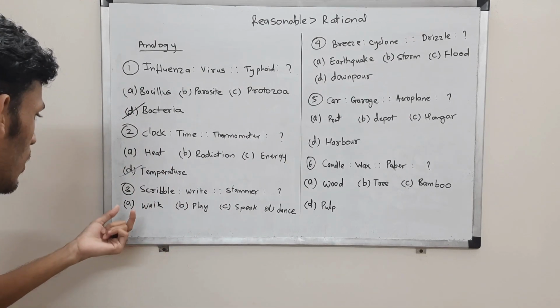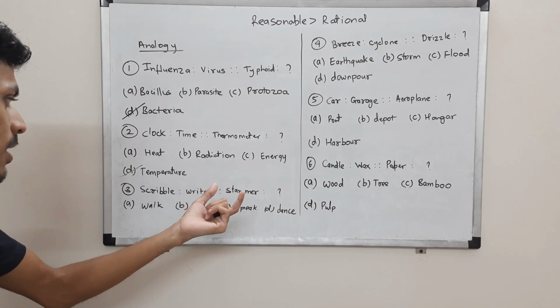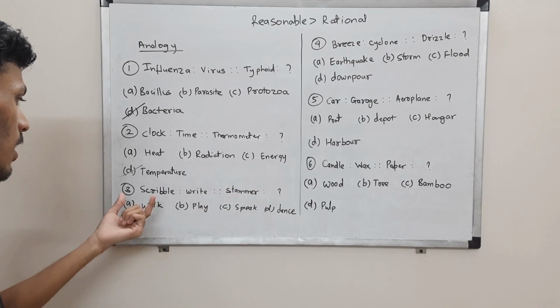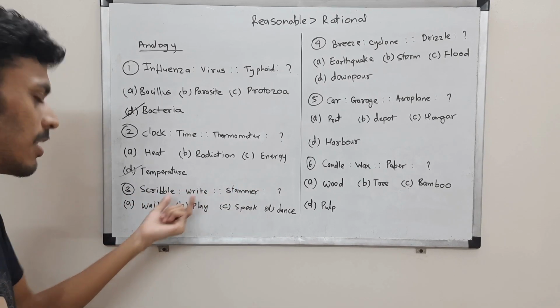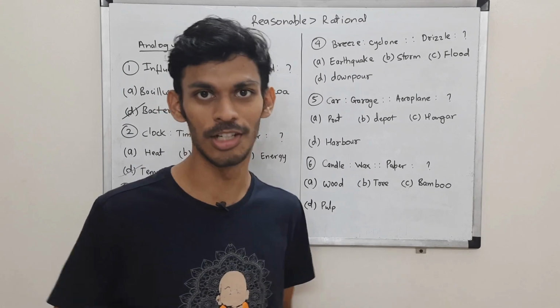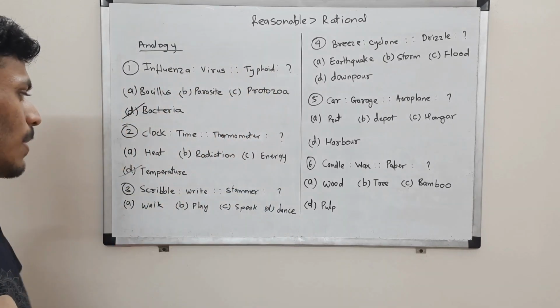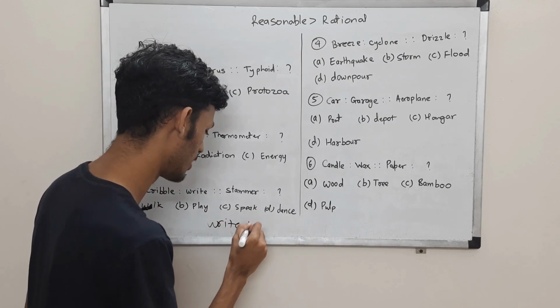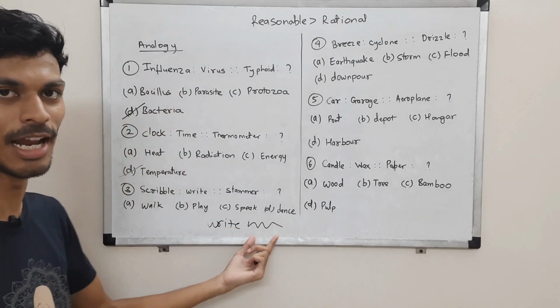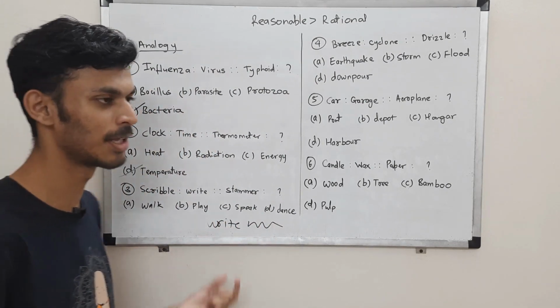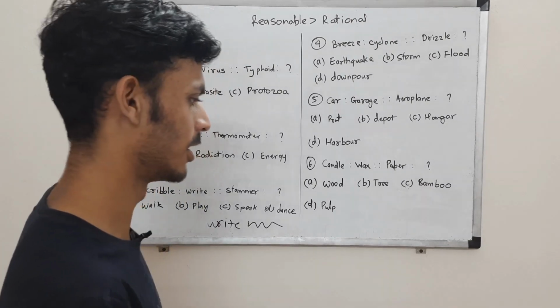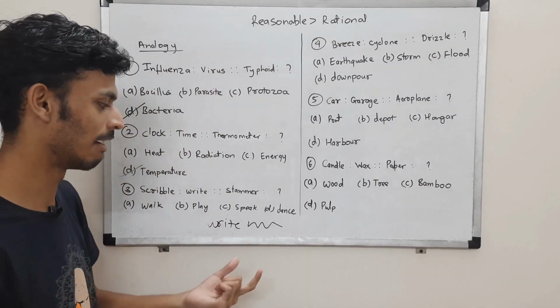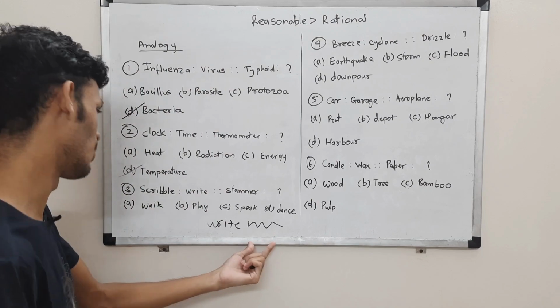Let's come to question number 3, scribble, write, then stammer is what? If you see, this is an improper action of this. Write is something which makes sense. I can write words. So this is writing and this is scribbling. Writing is something very ordered. This is not ordered, this is disordered. This is an improper action.